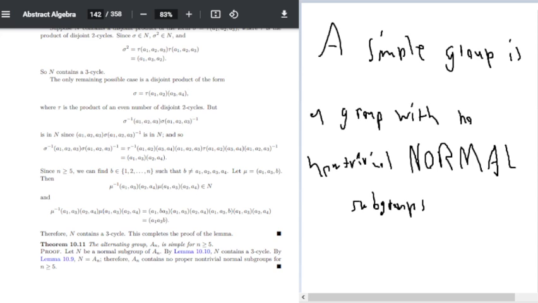Since n is greater than or equal to 5, we can find a b in {1, 2, ..., n} such that b is not equal to a1, a2, a3, a4. Let mu be equal to (a1 a3 b). Notice the importance of this, since n is greater than or equal to 5. Then mu^-1 (a1 a3 a2 a4) mu (a1 a3 a2 a4) is in N, and this is equal to (a1 a3 b). Therefore, N contains a 3-cycle.